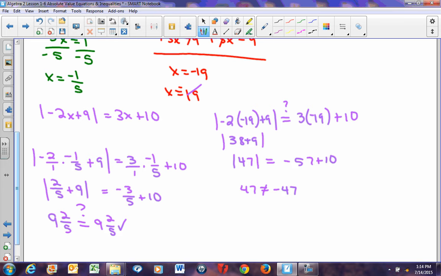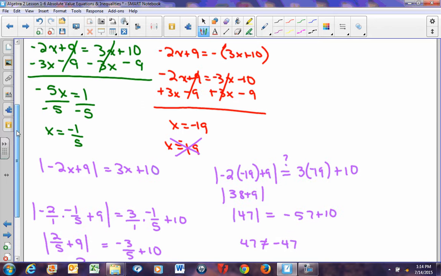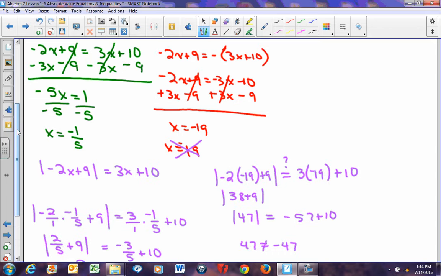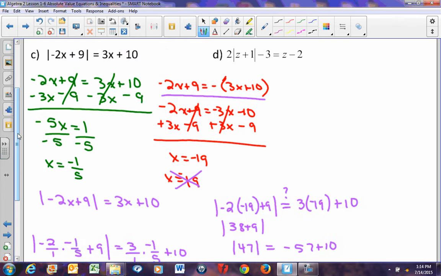So negative 19 is what we would call an extraneous solution. It solves the equation, it solves this equation just fine, but it does not solve our original equation, the absolute value of negative 2x plus 9 equals 3x plus 10. So that's what we call an extraneous solution. And with extraneous solutions, you obviously can't use them. So the only solution that works with this particular equation is x equals negative 5, because the other one is extraneous.